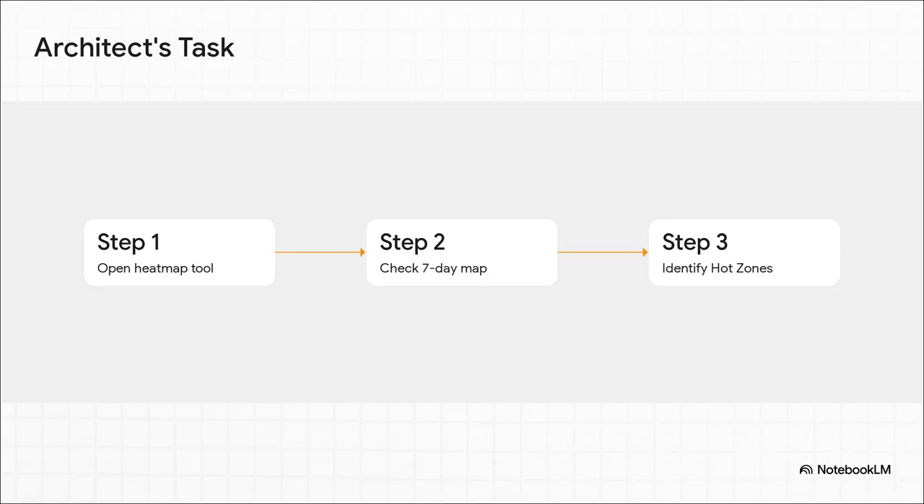Step 1. Open up a free Liquidity Heatmap tool right now. Get it on your screen. Step 2. Look directly at the Bitcoin 7-day map. Step 3. Identify the 2 largest hot zones sitting immediately above and below the current price. You need to actively practice scanning this radar until it becomes second nature.